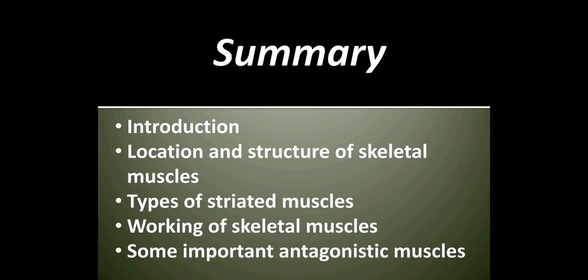I hope you understood the topic. We'll stop here. We'll continue again in the next lecture. Let's see a quick summary. Today we studied the introduction of skeleton and movement. Then we studied location and structure of skeletal muscles. Then we studied the types of striated muscles based on movement. Then we studied working of skeletal muscles. And then we studied some important antagonistic muscles.